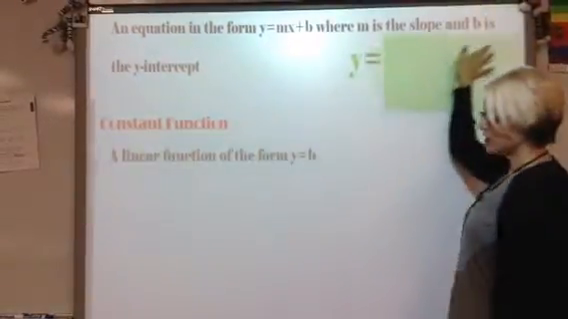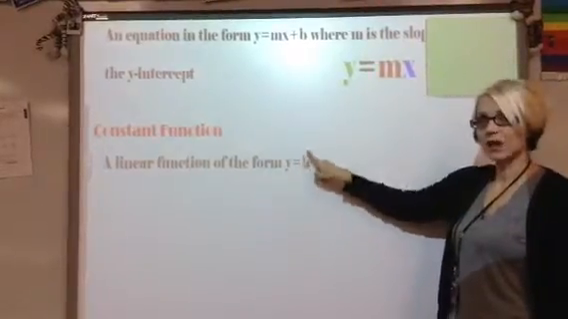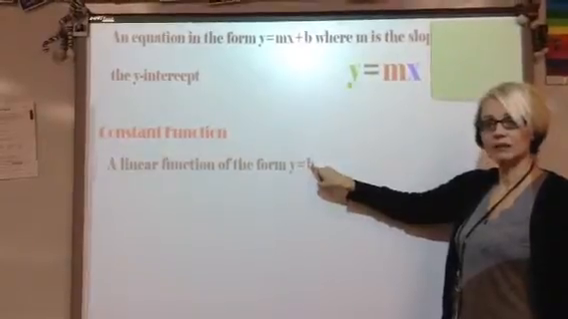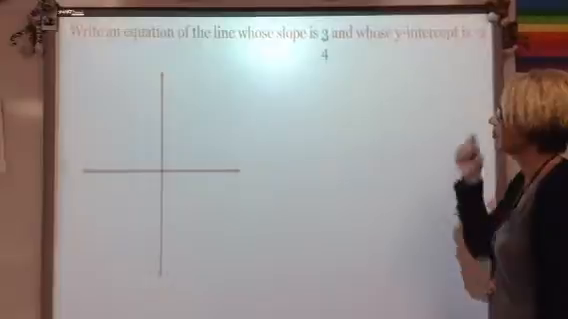A constant function is a linear function in the form of y equals b. So remember, b is the y-intercept, so this is going to be a horizontal line, and the y-intercept is going to tell you where it is horizontal. So let me show you some examples of those.